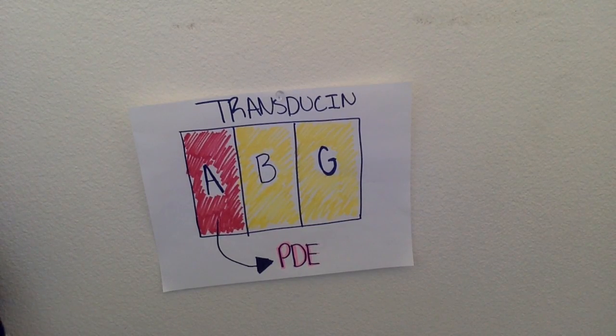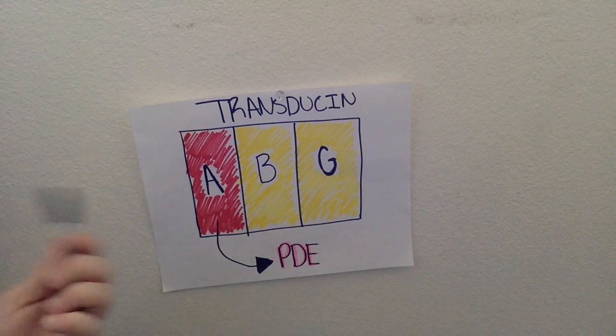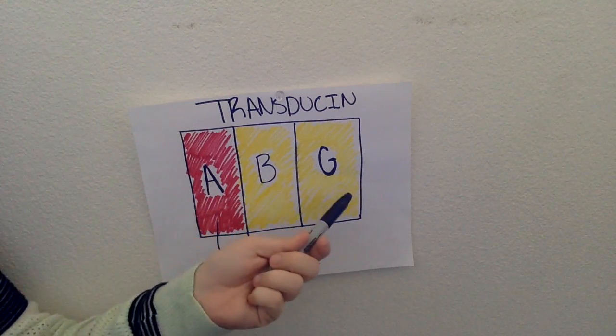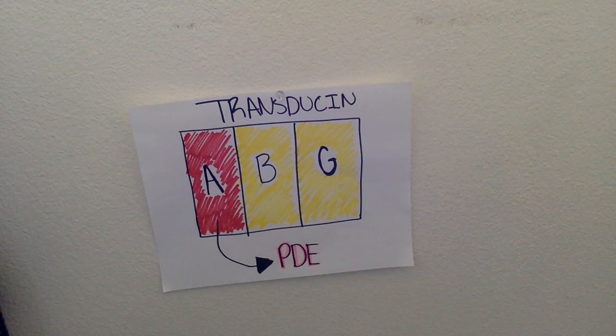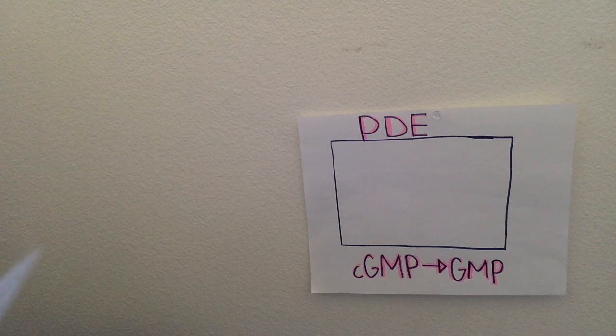The transducin has three separate parts to it: the alpha, the beta, and the gamma. Since the rhodopsin changed its shape, it makes the alpha part of the transducin break off and become part of PDE. PDE's purpose is to break down cGMP.